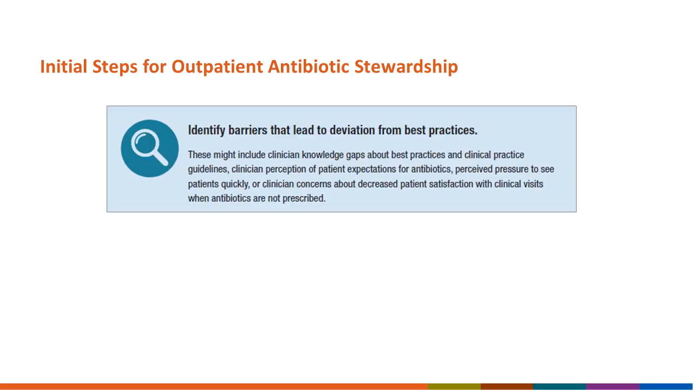Next, it's important to identify barriers that lead to deviation from best practices. Barriers to prescribing antibiotics appropriately might include clinician knowledge gaps about best practices and clinical practice guidelines. But deficits in clinician knowledge are seldom the only barrier to prescribing antibiotics appropriately in the outpatient setting. Other barriers to appropriate prescribing include clinician perception of patient expectations for antibiotics, perceived pressure to see patients quickly, and clinician concerns about decreased patient satisfaction with clinical visits when antibiotics are not prescribed.